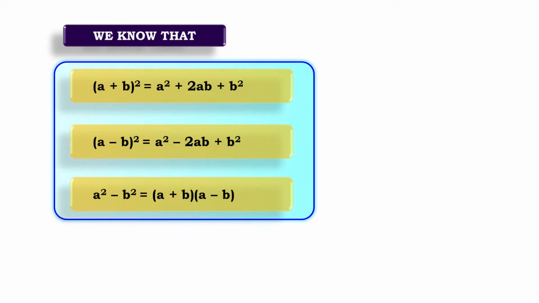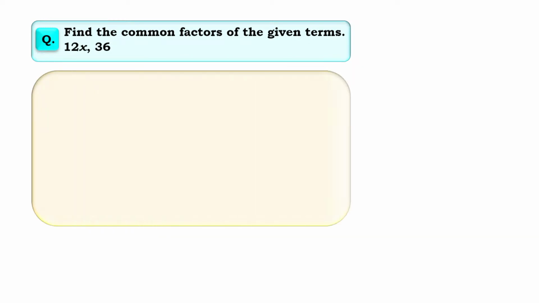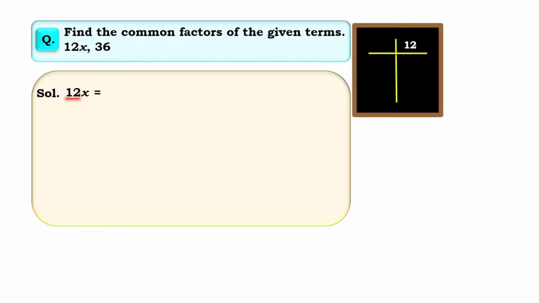So now let us start with a few basic problems on factorization. Find the common factors of the given terms 12x and 36. Consider 12x. For 12 we need factorization.